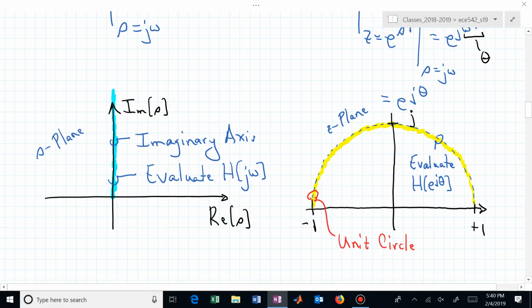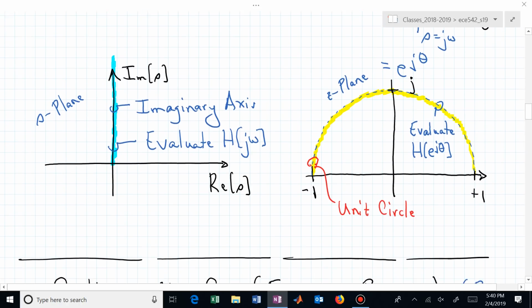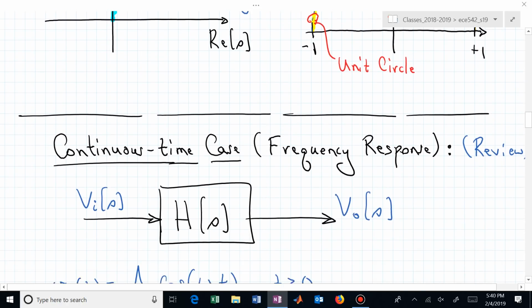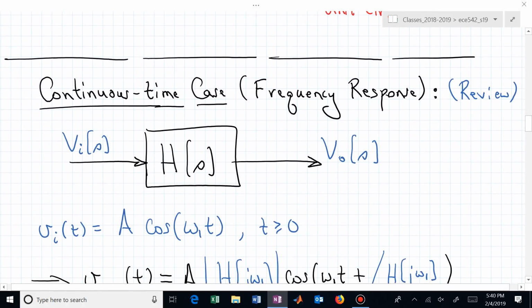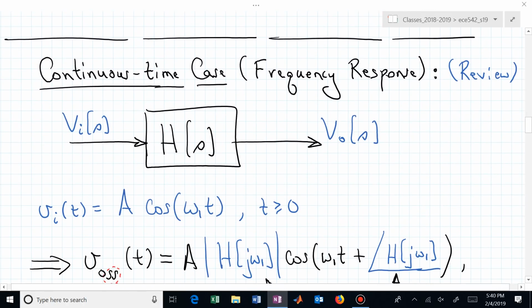That's what we're trying to learn or better understand today. And to do that, let's review the continuous time case. Meaning, if you're given a continuous time system, H of S, think of that as a filter, maybe a low-pass filter. That's what this transfer function could be. It could be a system, but for now, let's just view it as a filter.